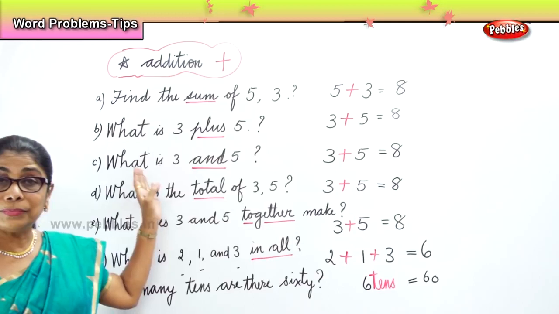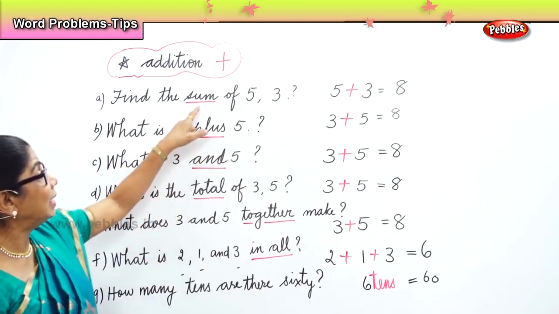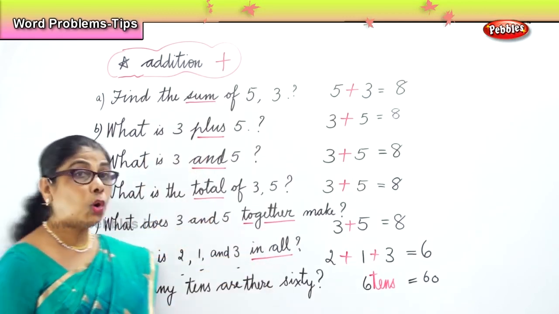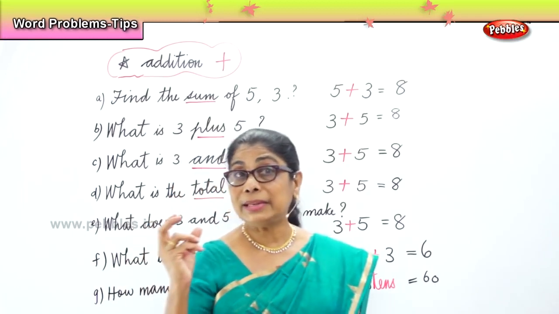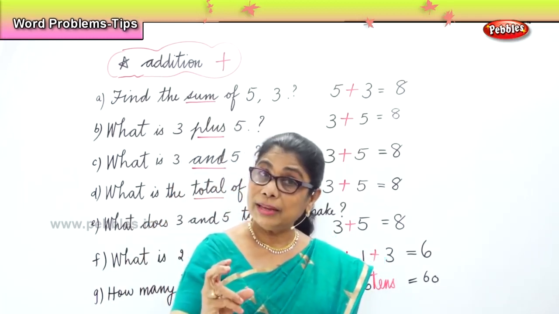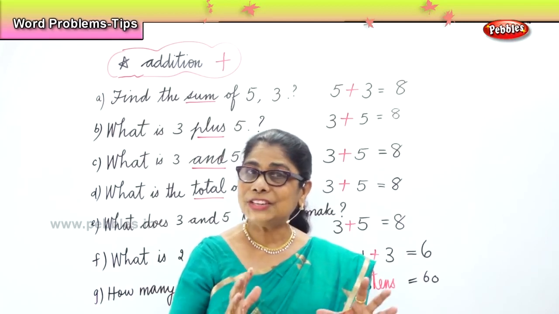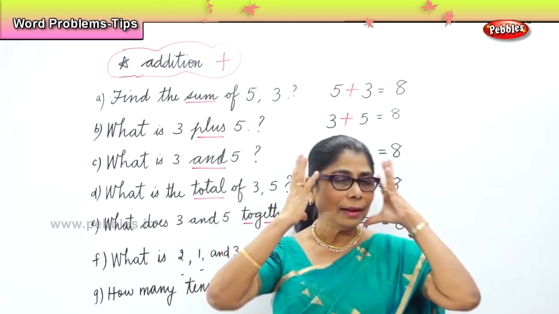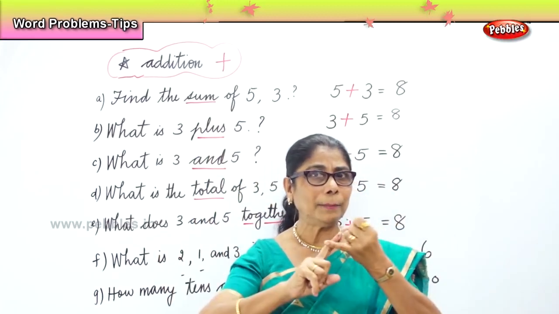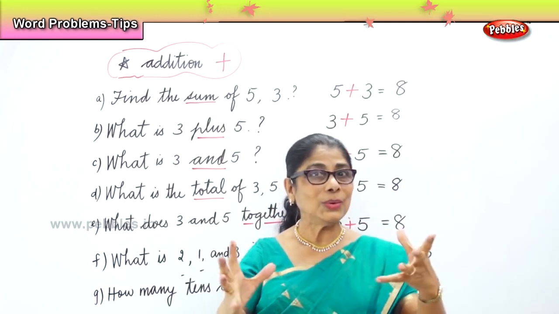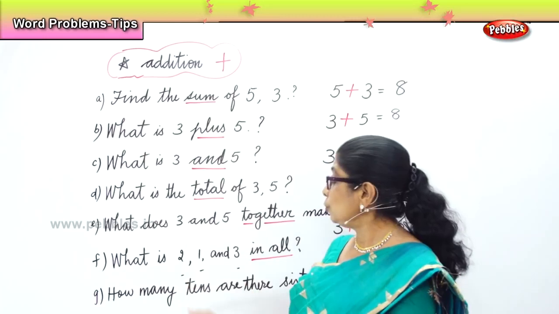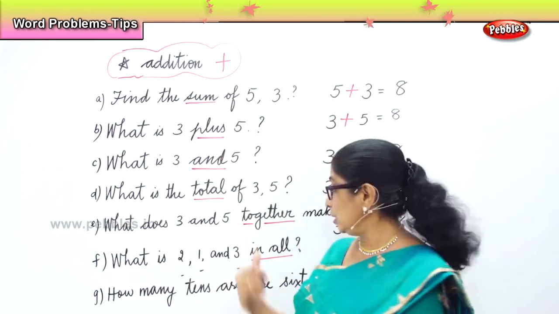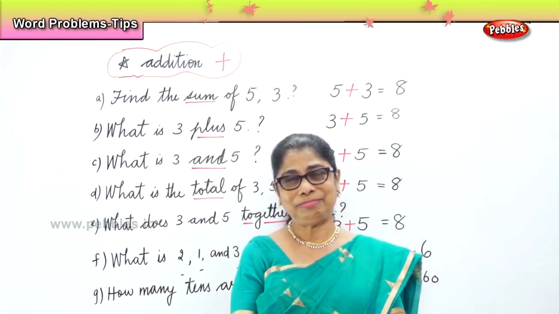Learning to read is very important. Understanding sum, plus and total, together, in all: these wordings we must remember very carefully in addition. If you can understand addition, then you have understood reading and grasping. These words you must bear in mind. What words? Sum, plus, and, total of, together, in all.